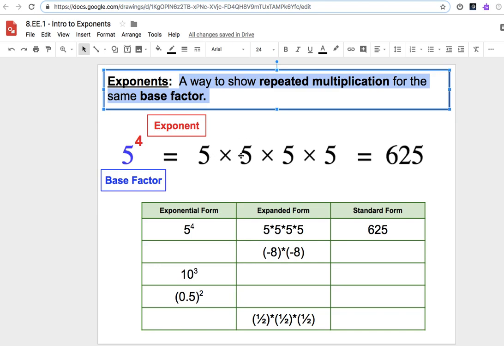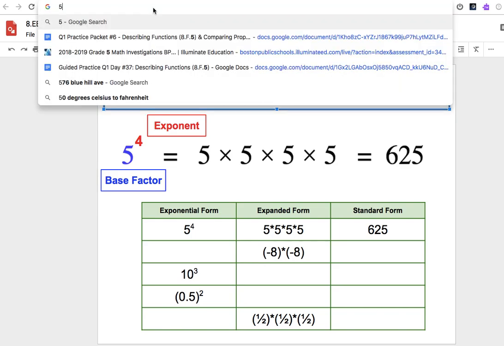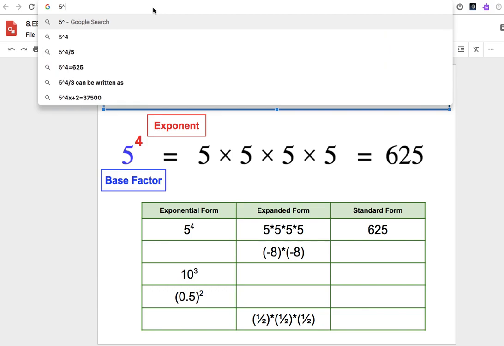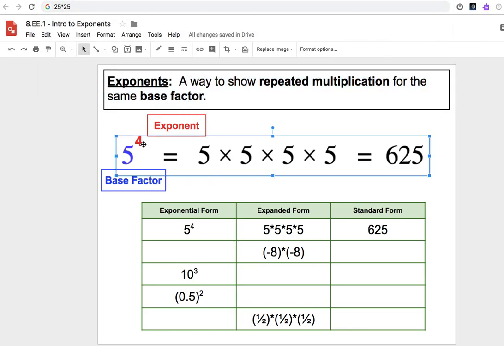If we were to do 5 times 5, that's 25. Another 5 times 5 is 25. So we could double check. We could look up here and say 5 to the 4th power. We could say 5 times 5 times 5 times 5, that's 625. We could also see that 25 times 25 is 625. So 5 to the 4th power in exponential form could be written as 5 times 5 times 5 times 5 in expanded form, and that all equals 625. We see that exponents can make a number big very quickly.